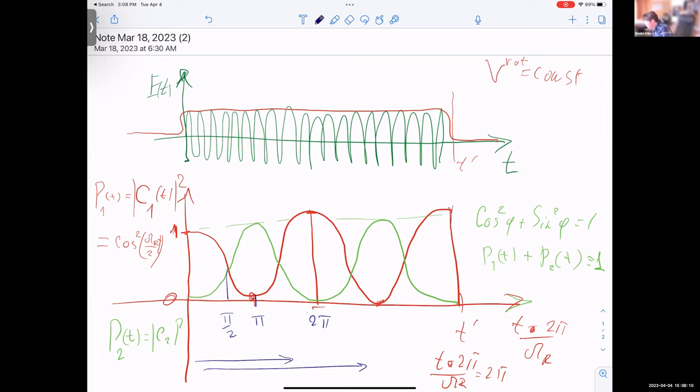Right now, in this setup, we admitted that the envelope function of the electric field is rectangular. And from this point of view, the phase, the proportion between ground and excited state is equal to Rabi frequency, which is electric field times dipole times time.